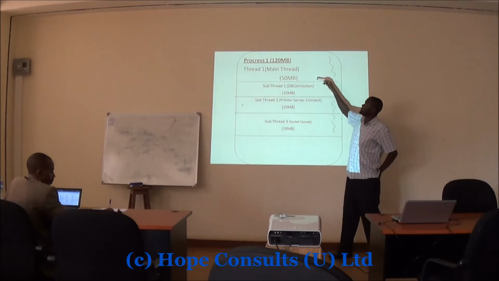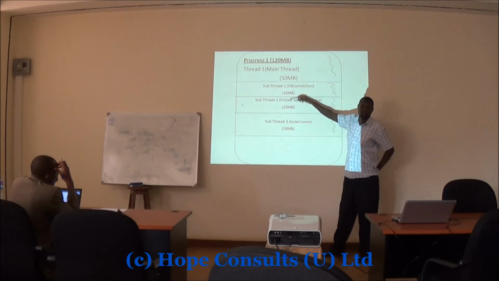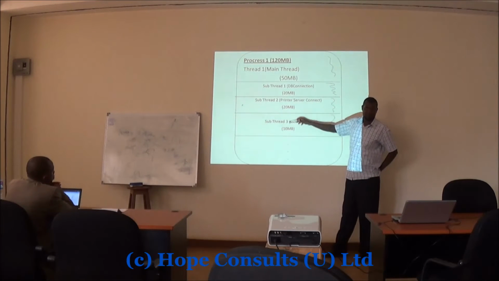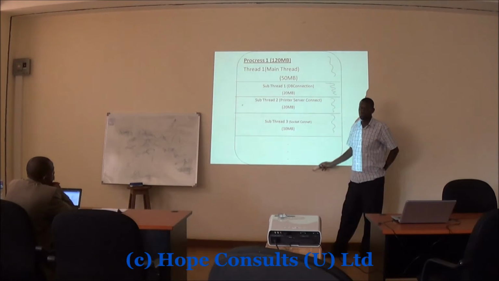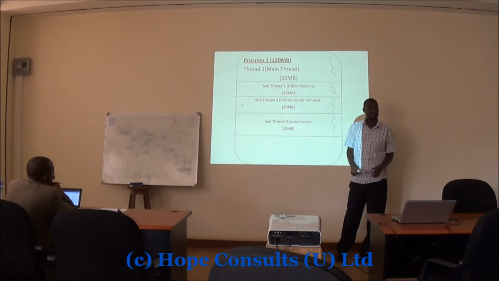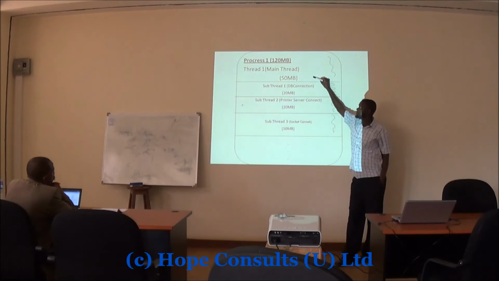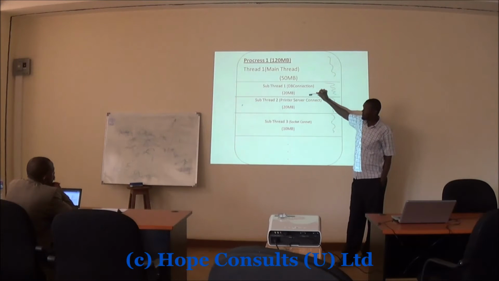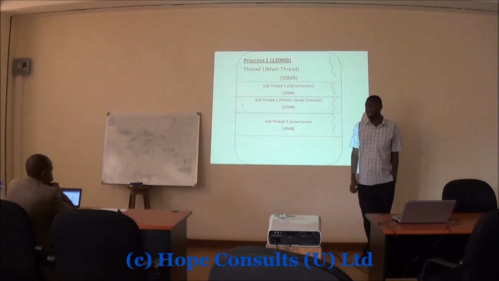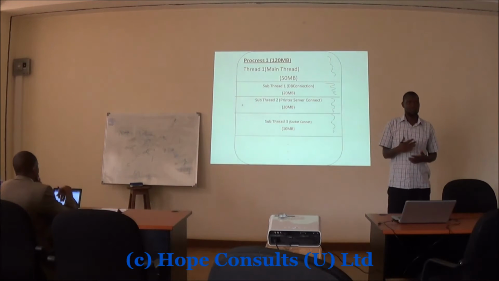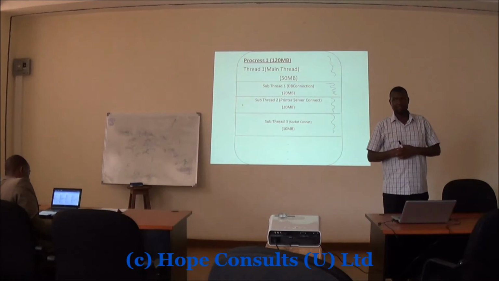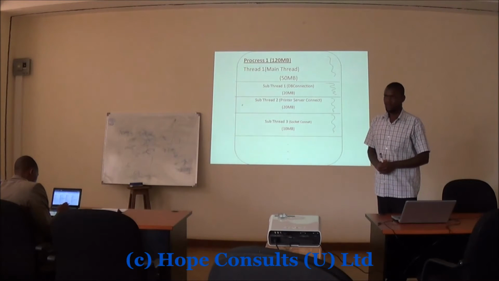Each of these, the 120 MB now will be divided among these threads, depending on how many threads you created in your application. So if it was 120, then the main thread would be 50 MB. Thread number 1 would be 20 MB. Thread number 2, 20 MB. Thread number 3, 10 MB, and so forth, depending on how many threads you want to create.